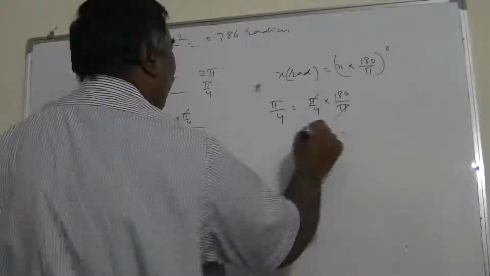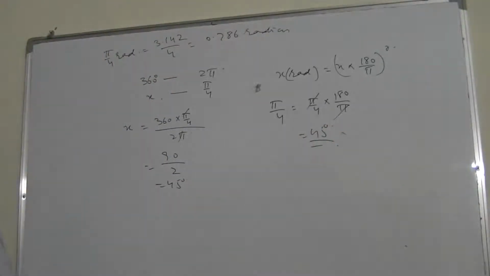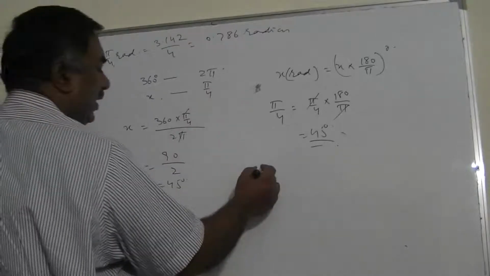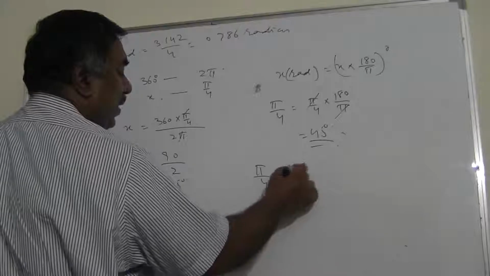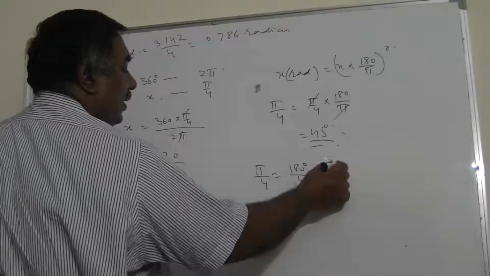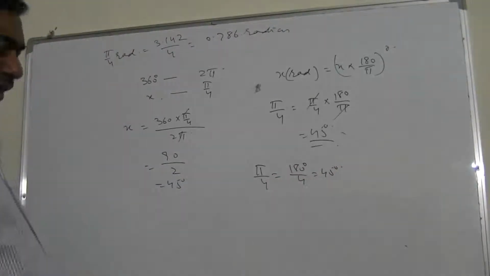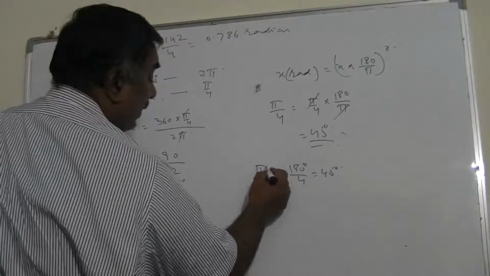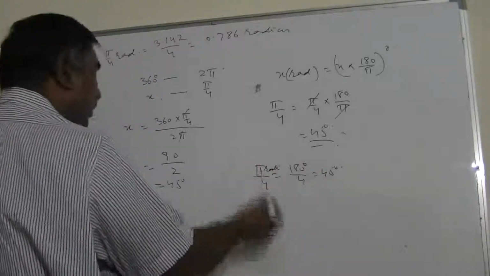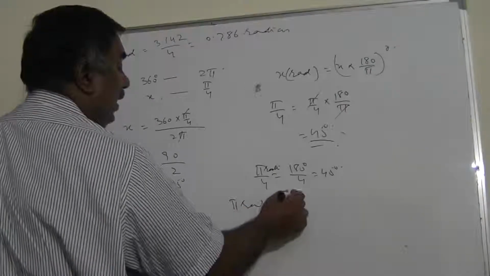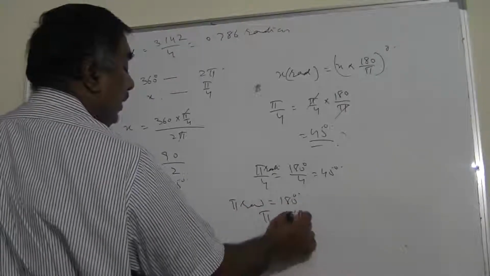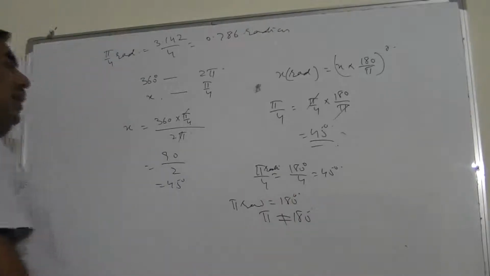Now, why do students think pi is 180 degrees? Sometimes they take an easy shortcut. They say pi upon 4, just write 180 degrees upon 4, so it's 45 degrees. That is why sometimes they think pi is 180 degrees. But actually they are replacing pi radians by 180 degrees, which is right. So pi radians is 180 degrees. It is not pi which is 180 degrees.